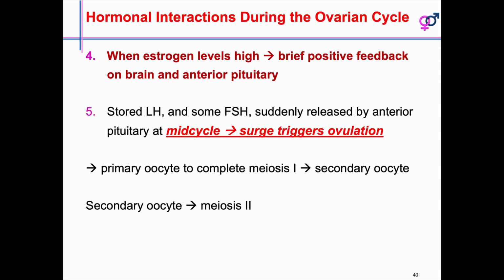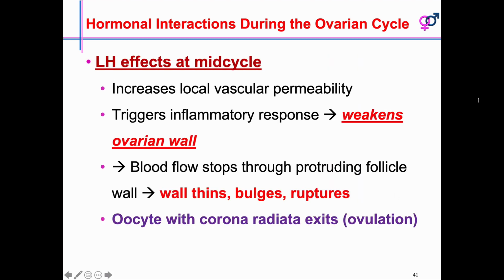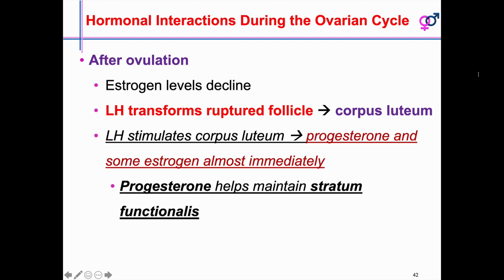Okay, so you know how luteinizing hormone affects the mid-cycle, increases local vascular permeability, triggers inflammatory response and weakens the ovarian wall, and thereby the ovarian follicle will rupture to release the oocyte. Oocyte is an ovum cell.